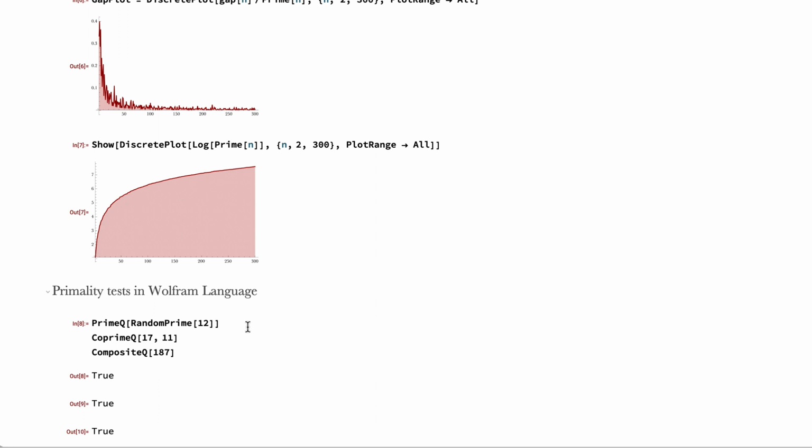We also have CompositeQ[n], which tests whether n is a composite number. Here, I gave it a random number, and it returned true, because 187 is composite.